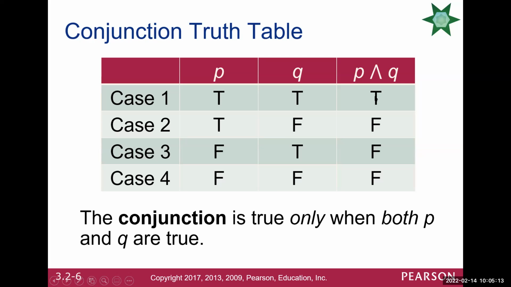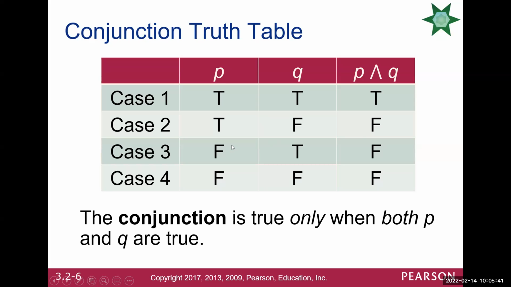What I teach my students is, are P and Q at the same time true? Yes. Therefore, the outcome is true. Now look at case two. P is true, Q is false. Now do like I said. Is P and Q at the same time true? No, it's not. So we put a false.